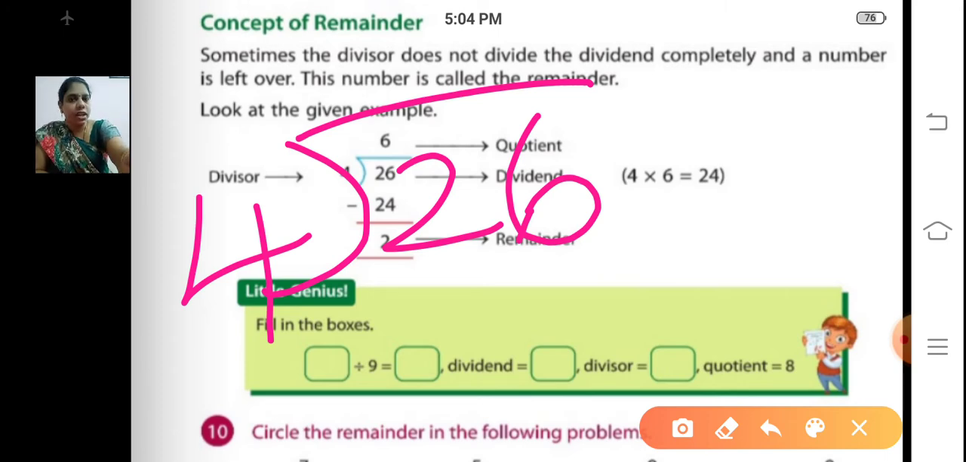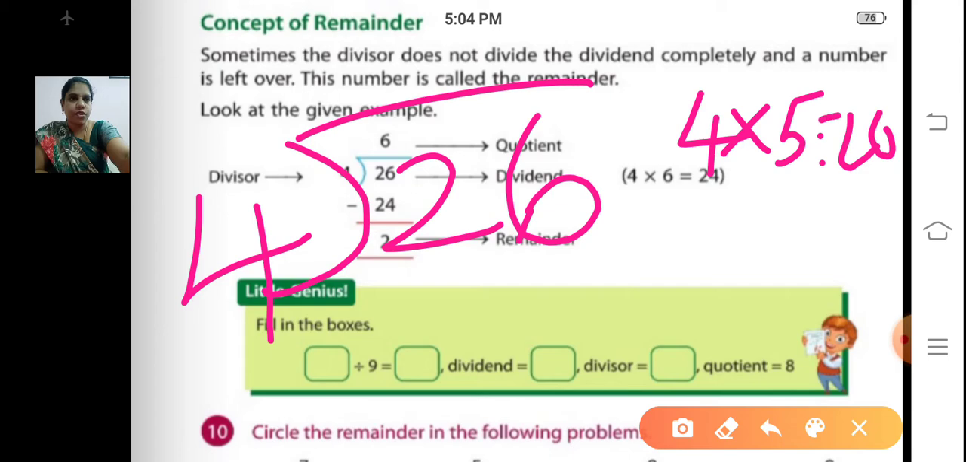See here, whether in the 4 table you will get 26. Just see, 4 5s are 20, 4 6s are 24.